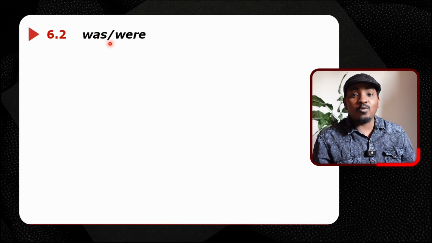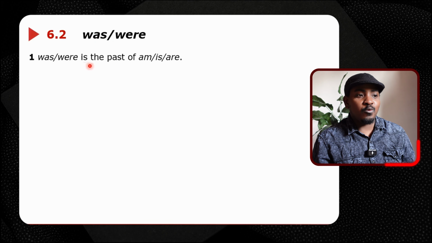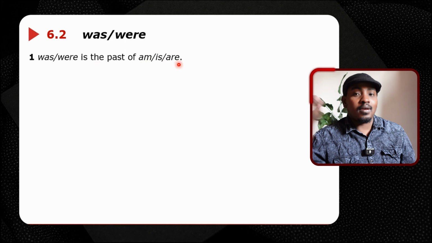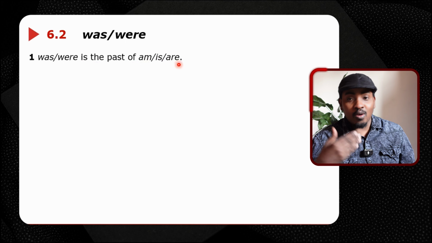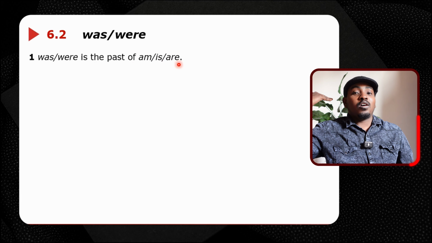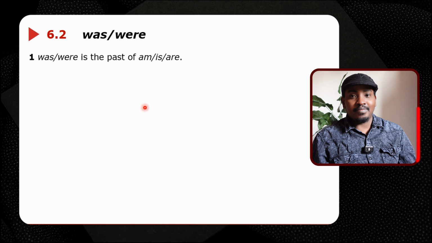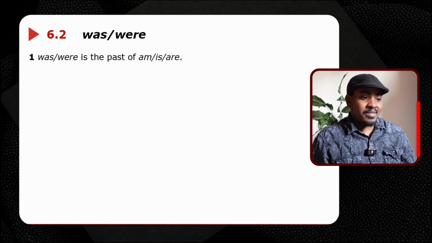Okay, now let's look at was and were. So was and were is the past of am, is, are. I am, I was. We are, we were. Okay. He is, he was. So for example, now I am speaking. I was speaking, right? Okay.